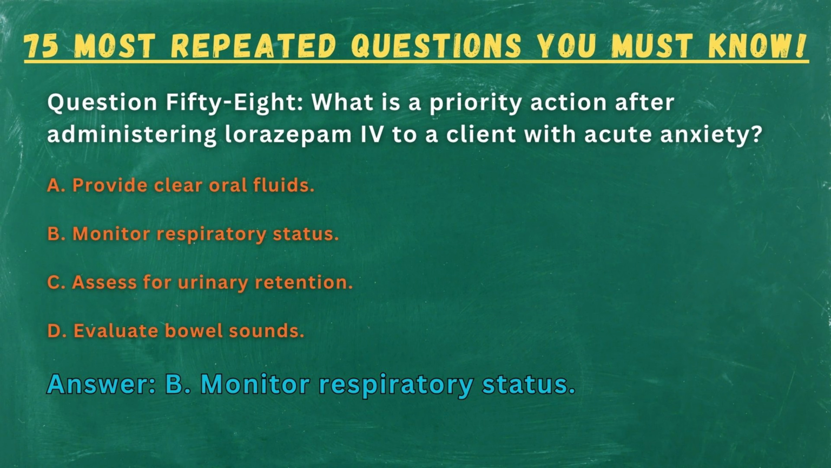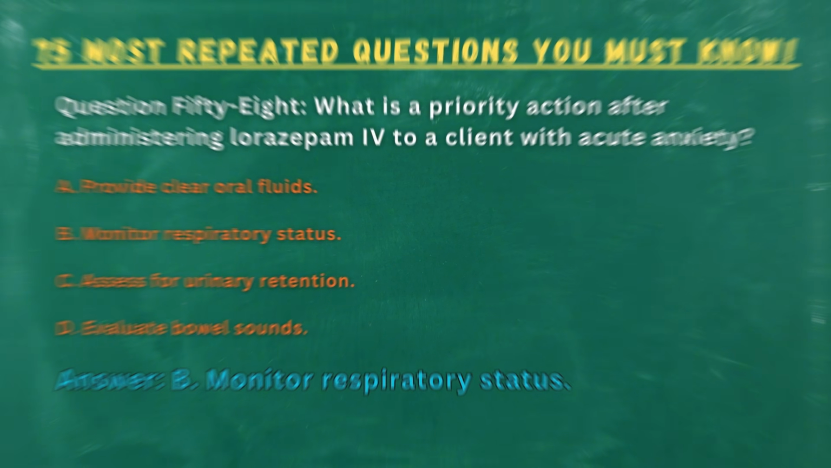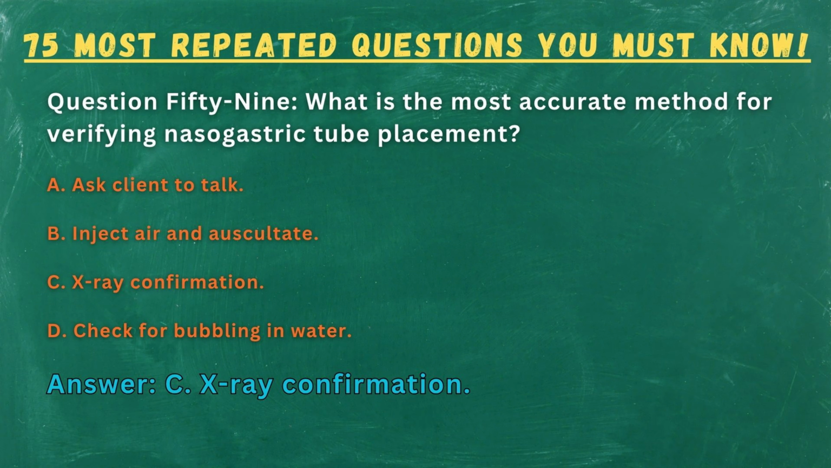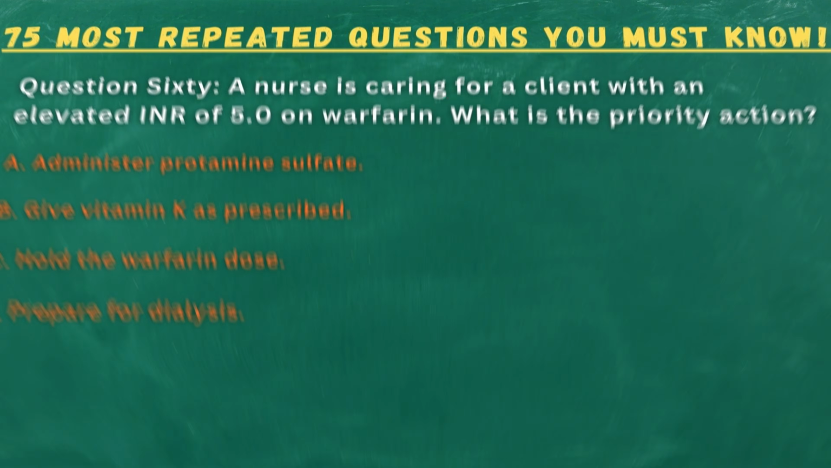Answer, B. Monitor respiratory status. Question 59. What is the most accurate method for verifying nasogastric tube placement? A. Ask client to talk. B. Inject air and auscultate. C. X-ray confirmation. D. Check for bubbling in water. Answer, C. X-ray confirmation.